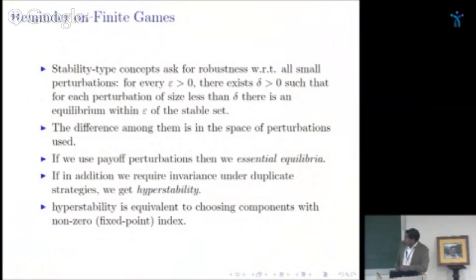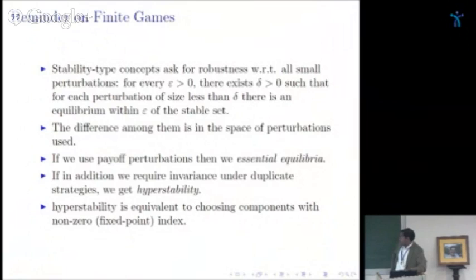Now, if you impose in addition that the set be invariant under the operation of adding duplicate strategies, which means if I have a mixed strategy in the original game, and I now explicitly add it as a pure strategy. So in my original 2x2 game, I could mix half top, half bottom. And now I add a third strategy, which has the exact meaning of half top and half bottom, not just to the player mixing, but also for the opponent. That's what you call a duplicate strategy. And if you ask that the solution not vary if you add duplicate strategies, invariance in the appropriate sense, because these are in different spaces, but you can go from one to the other, you get something called hyperstability.